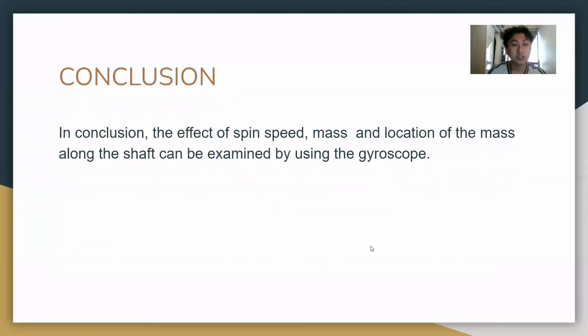In conclusion, we can say that the effect of spin speed, mass, and the location of the mass along the shaft can be examined by using the gyroscope. With that, that concludes our group presentation.